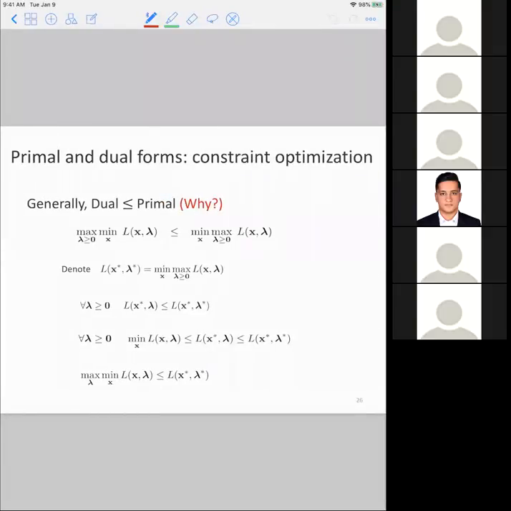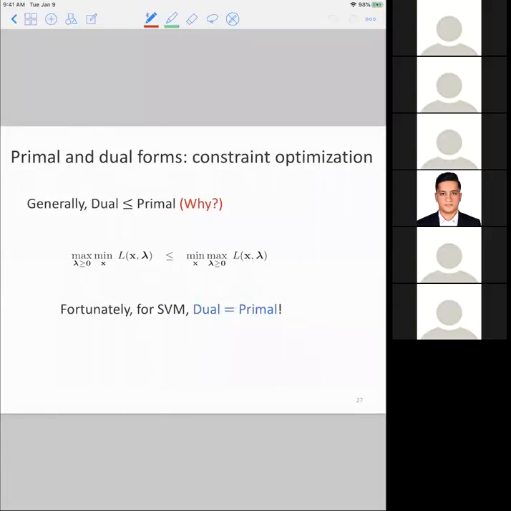And you can use two inequalities, combine them together to show that the optimal function value of the dual is less than or equal to the optimal function value of the primal. Okay, but there are always some exceptions, right? For support vector machines, we can show that dual form is equivalent to primal form, according to the so-called Slater's condition. And the reason is twofold.